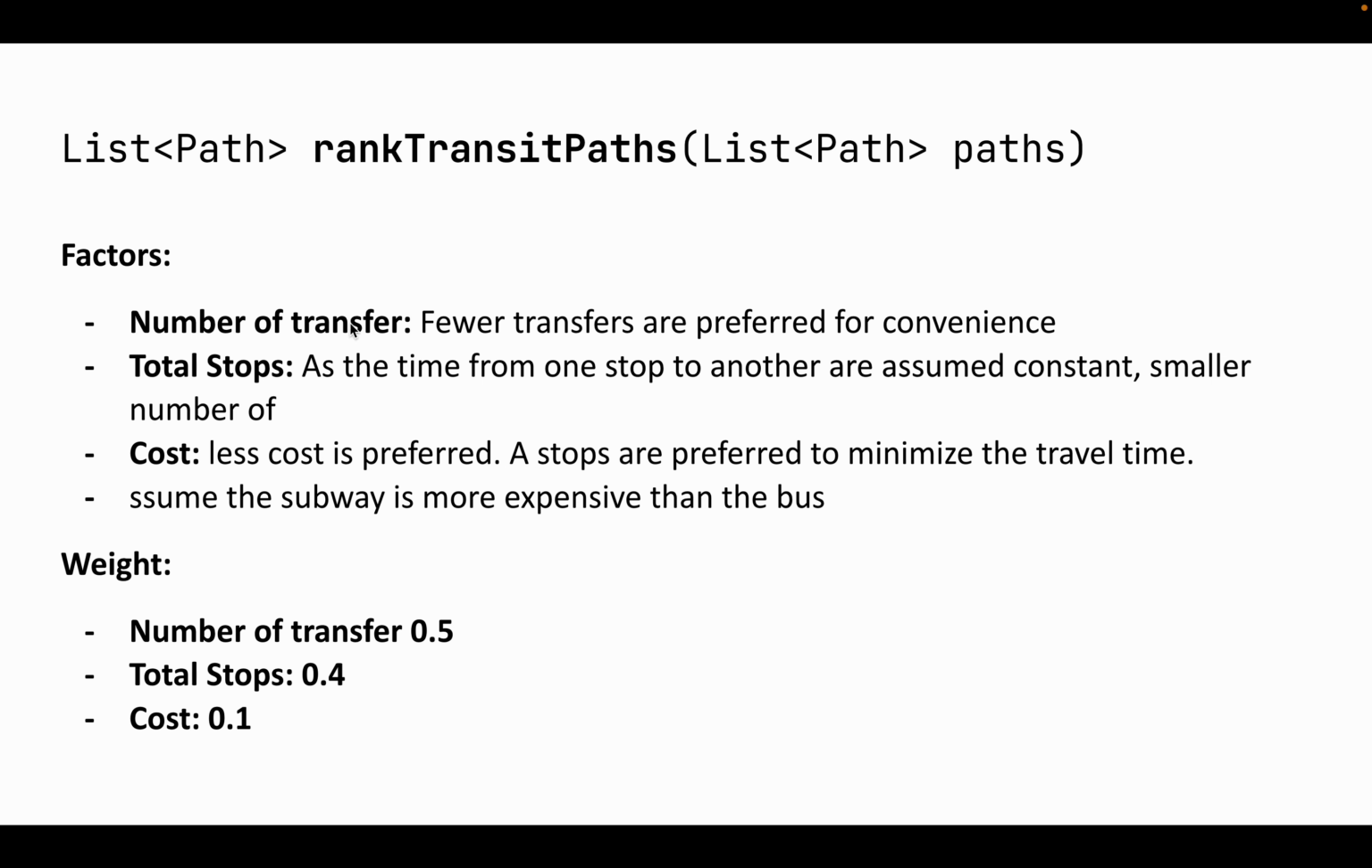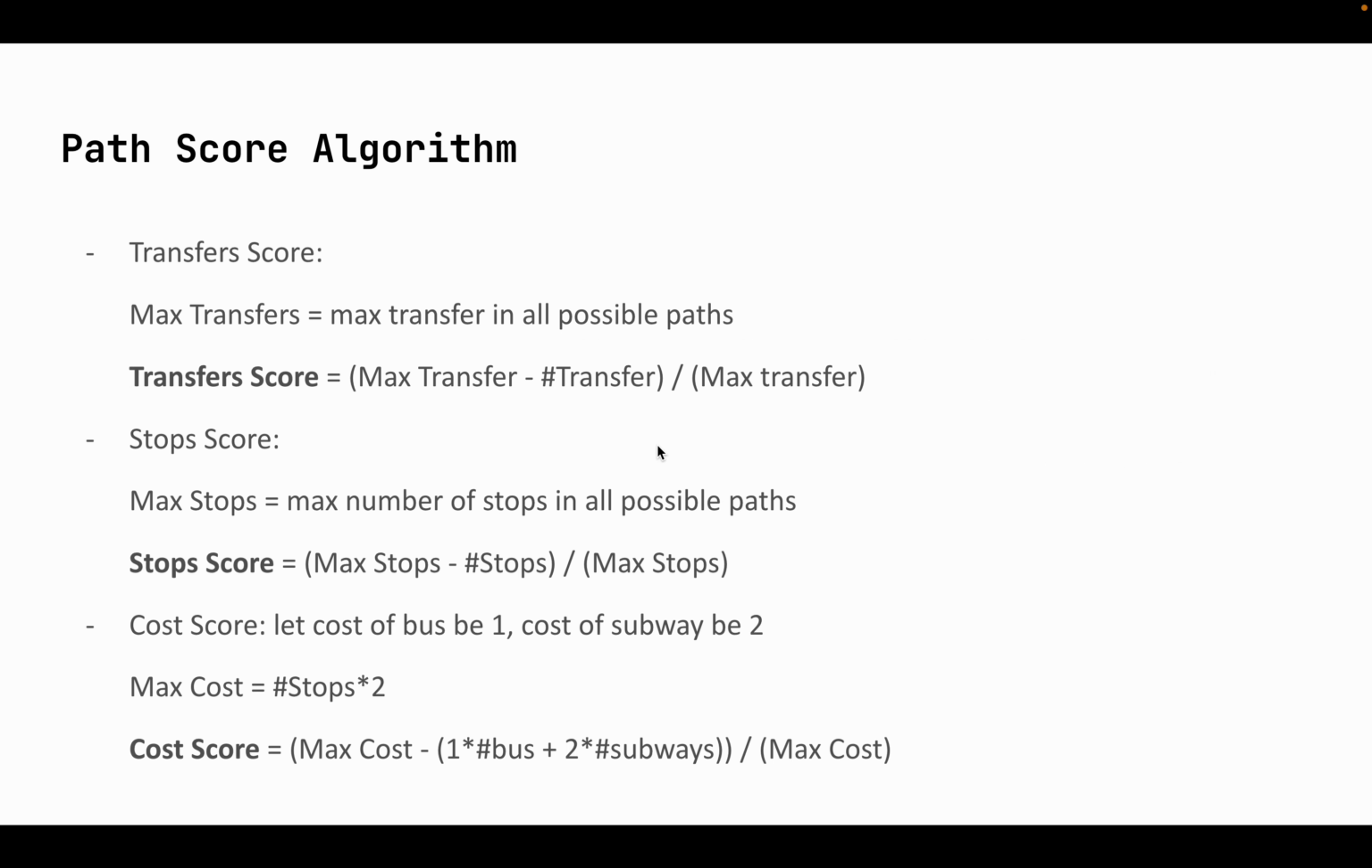We have three factors: number of transfers, total stops, and the cost. And we can mark them with different weights, because people may not consider cost too much for public transport, because the prices are kind of the same and not a lot. So I just weighted cost as 0.1, number of transfers as 0.5, and total stops as 0.4, which all affect the time you take on the commute.